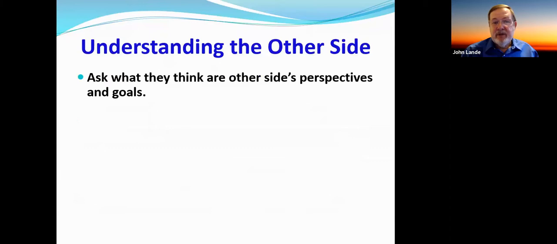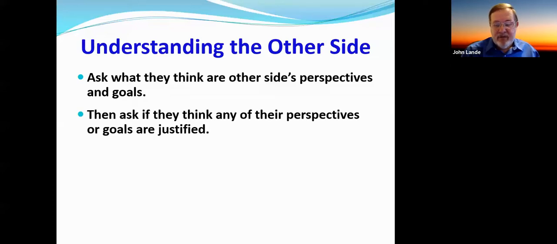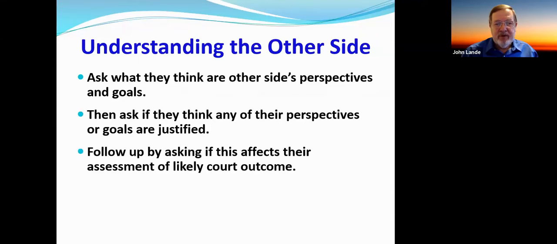And then try to understand the other side. You can ask your client what they think the other side's perspectives and goals are. Now, often they're going to give you a biased perspective about that, but you can ask them to be as realistic as possible and say, well, if you were on the other side, honestly, realistically, what would they say? And then you can ask if your client thinks that any of their perspectives or goals are justified, and you can follow up by asking if this assessment affects their assessment of the likely court outcome. In other words, if the other side has some merit on their side, maybe your client will have a less favorable, less optimistic assessment of what would happen if they went to court.